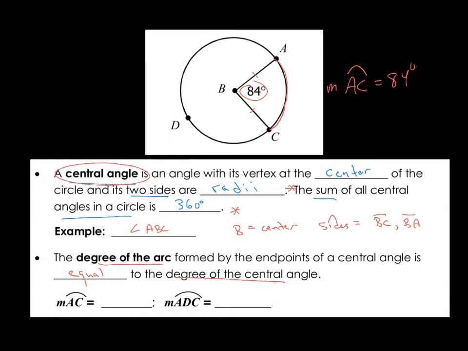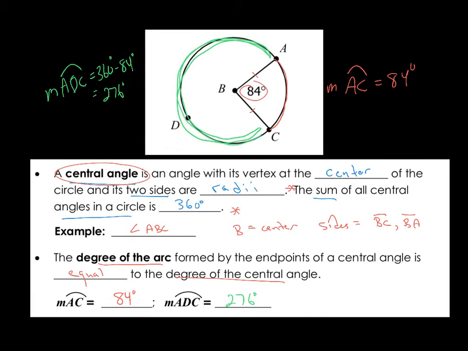Now, what about the measure of the arc ADC? That major arc. Well, if arc AC is 84 degrees, then ADC is going to be 360 minus 84 degrees, or 276 degrees. So this measure all the way here is 276 degrees.